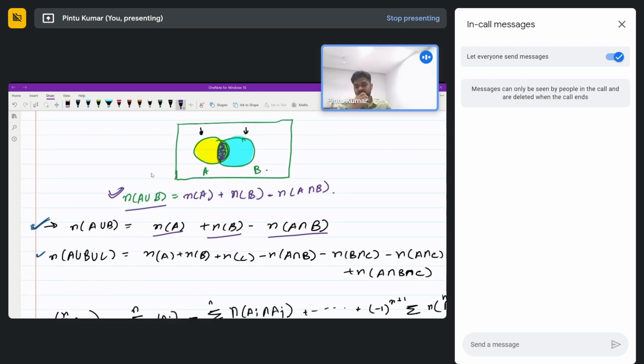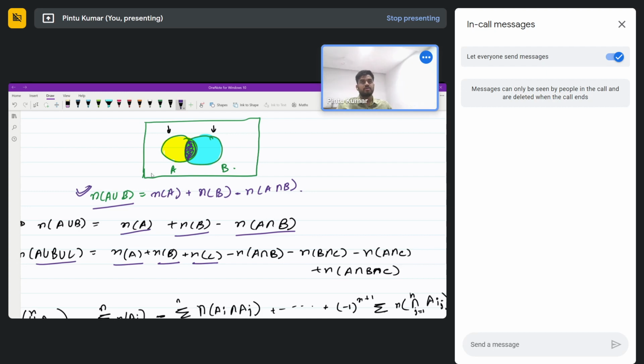So you can extend this to the number of elements in the union of three sets. So this is the number of elements in A plus the number of elements in B plus the number of elements in C. Then you have the intersections of two sets: minus the number of elements in A intersection B, minus the number of elements in B intersection C, minus the number of elements in A intersection C. If you draw a Venn diagram and see in a similar fashion, you will see that we have left out this portion. So we again, at the end, add the number of elements in A intersection B intersection C.